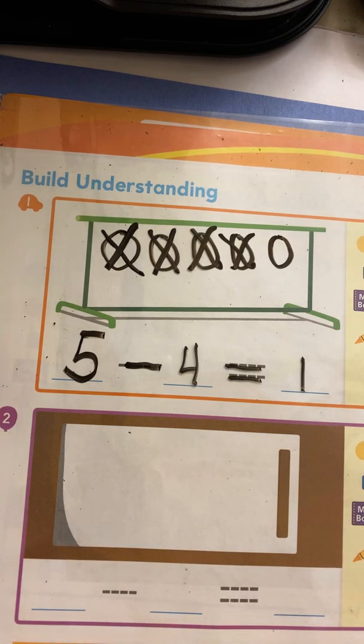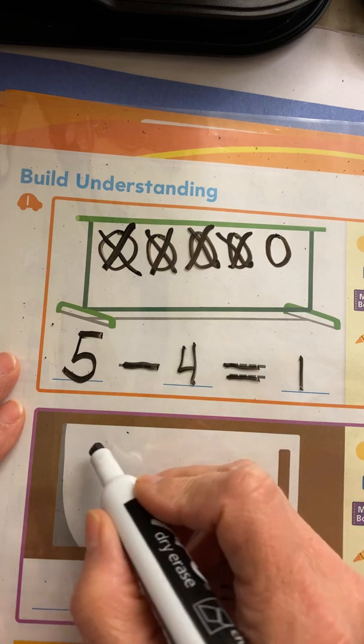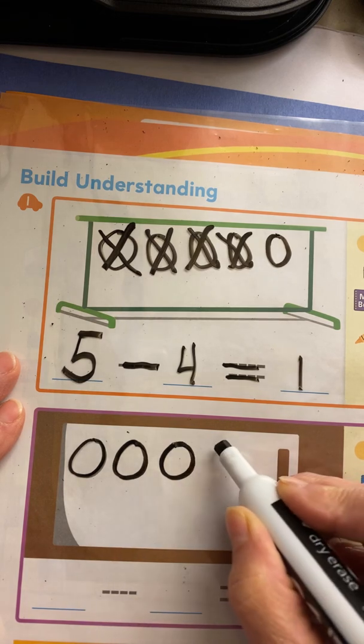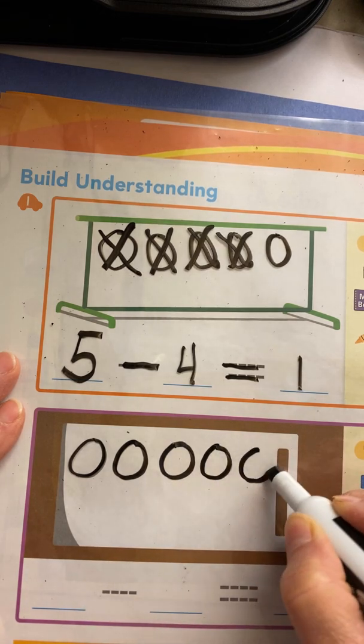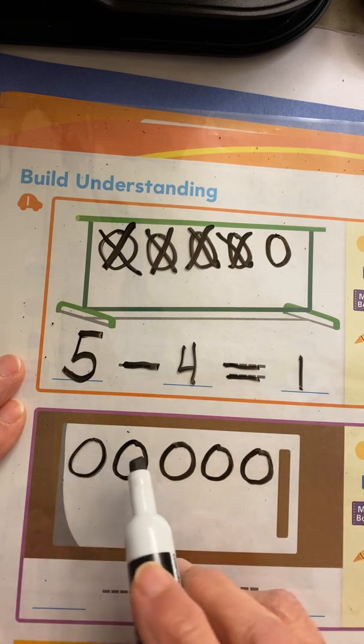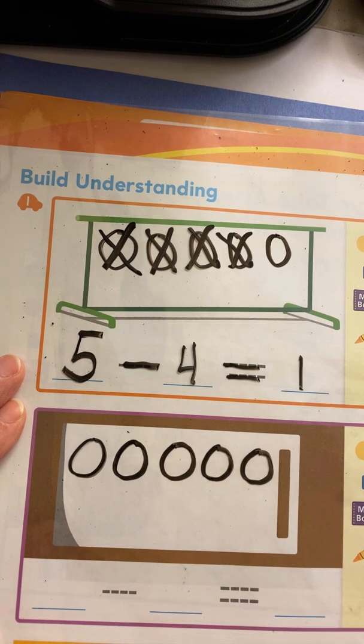Let's go down and do this one. There are 5 vegetables on the cutting board. So we're not going to use our counters this time. We're just going to draw. So let's do 5 vegetables. 1, 2, 3, 4, 5. I counted because I didn't want to make too many, and I wanted to make enough. Let's make sure there are 5. 1, 2, 3, 4, 5. What if you made too many? You should erase them, right? Good.